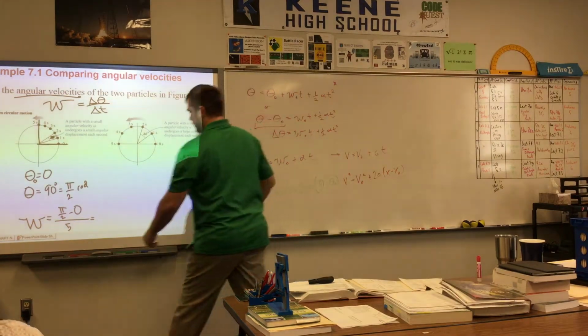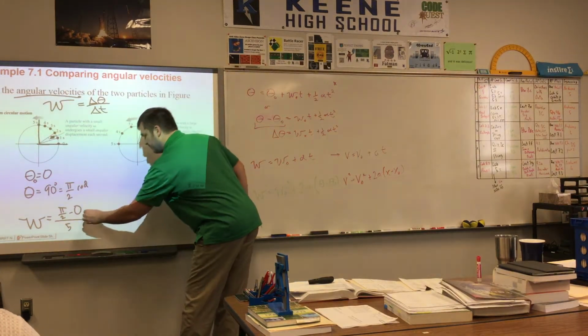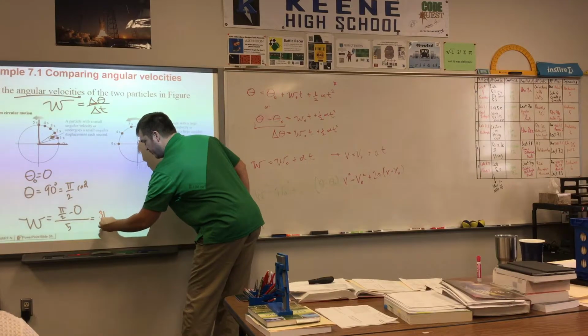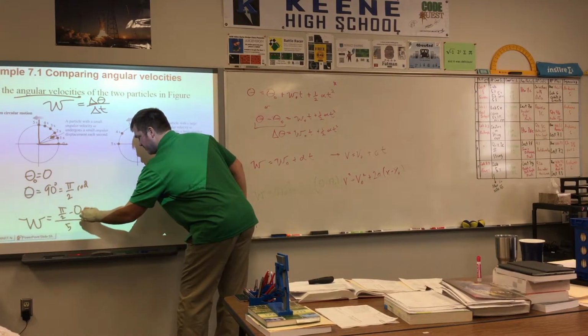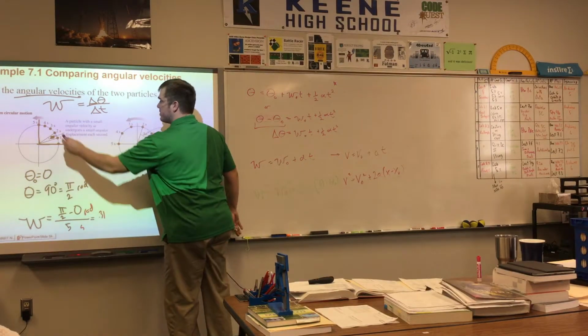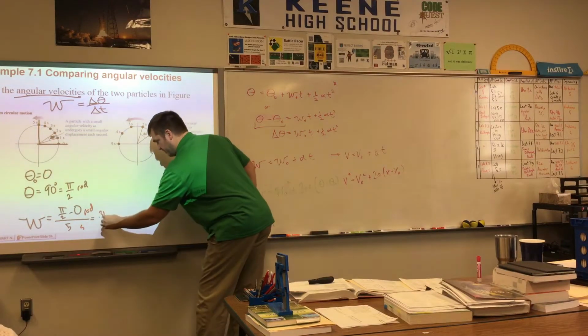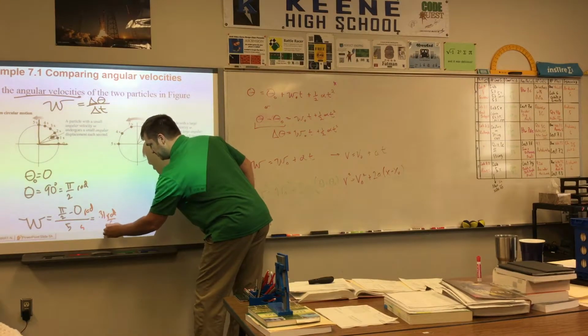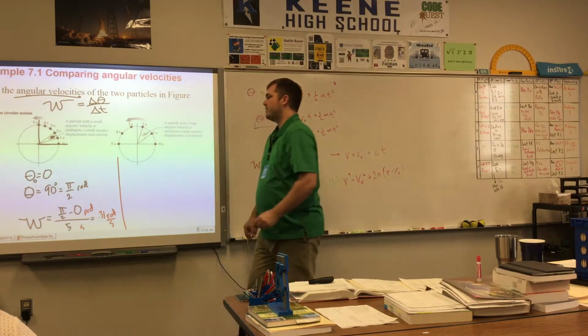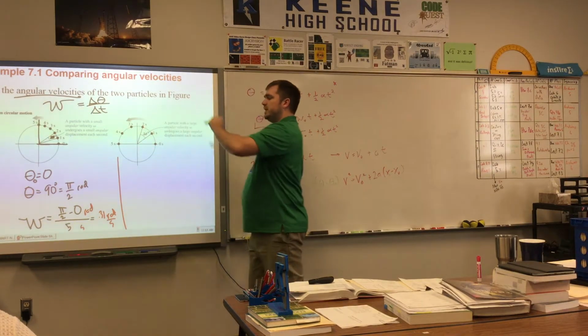All right, somebody call it out. What do y'all get? 0.31. Units? Radians per second. Radians per second. This problem.